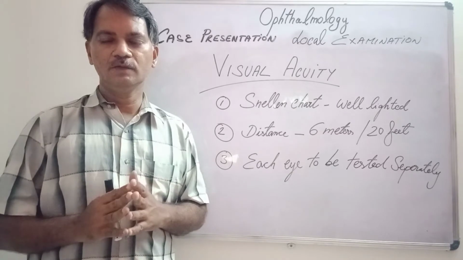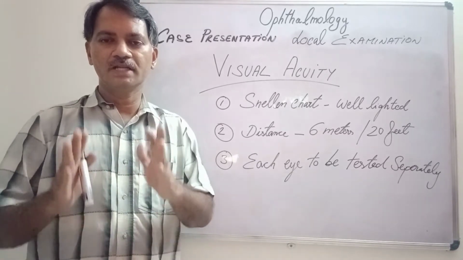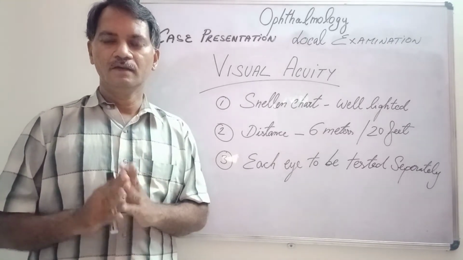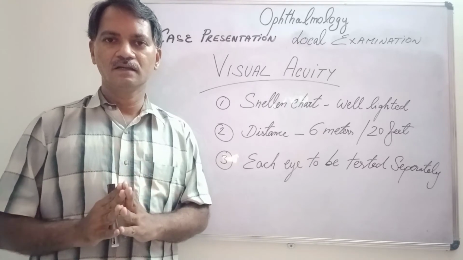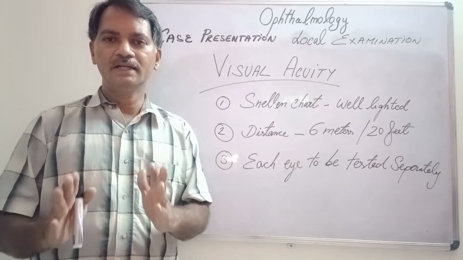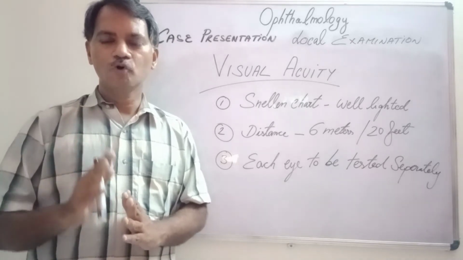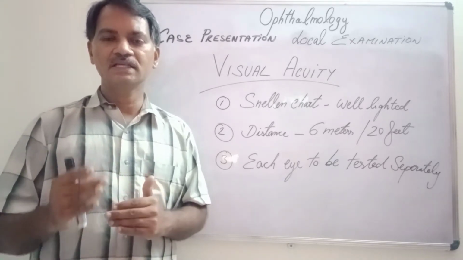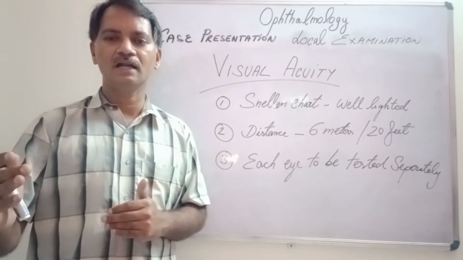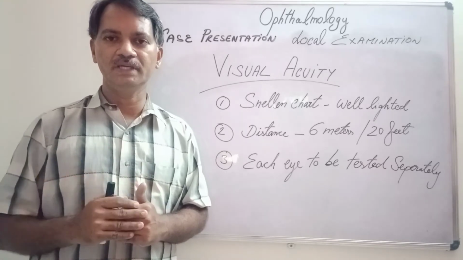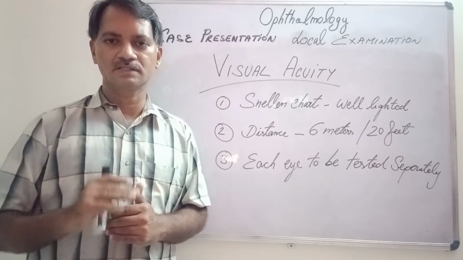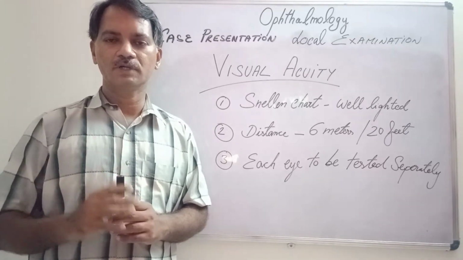Now let us see what are the basic requirements for testing the visual acuity. We need a Snellen's chart which should be brightly illuminated. The next most important thing is the distance between the Snellen's chart and the subject or the patient should be a minimum of 6 meters or 20 feet.